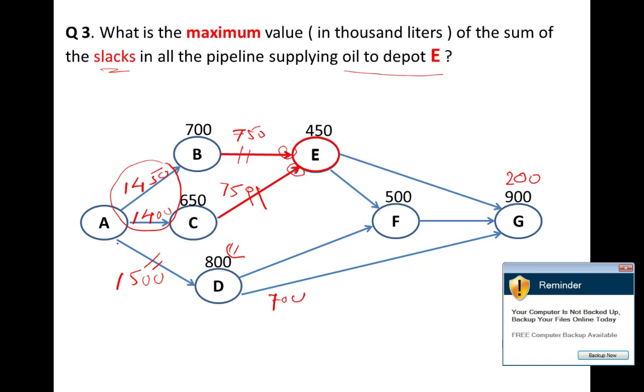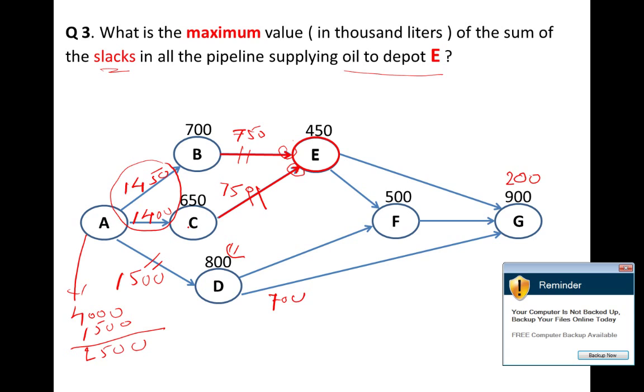To say that, I should know that the total output from A should be 4000, of which I have taken A to D is 1500. So when A to D is 1500, what is the remaining part? The remaining part is 2500. That means the 2500 should flow from A to B and A to C. So when I add this 1450 and 1400, it crosses 2500. Therefore, this is not the valid values.